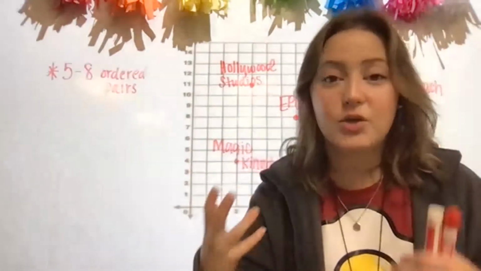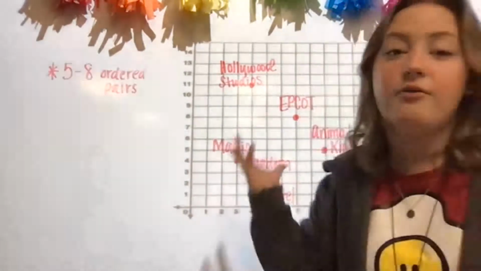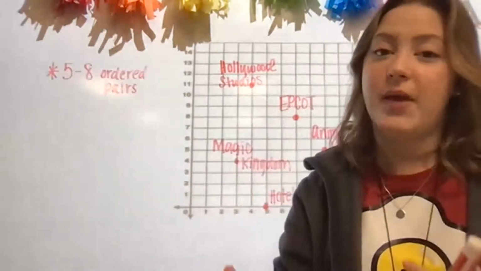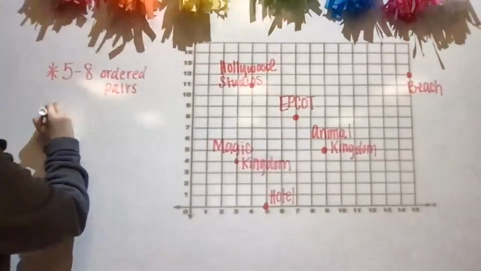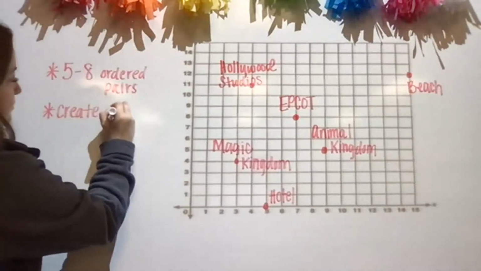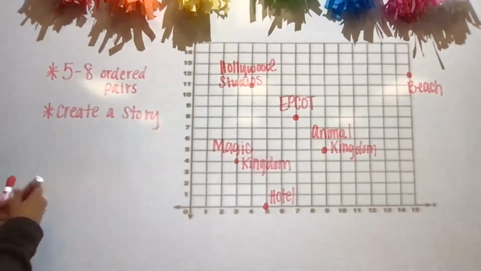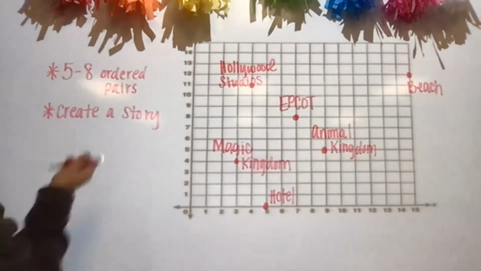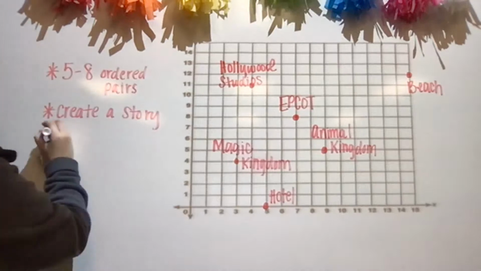What else I want you to do is tell me a story based off of what you create on the coordinate plane. Okay, you're going to create me a story. So let's make this note as well. You're going to create a story. Okay, and in this story, you're going to give me 5 to 8 sentences.